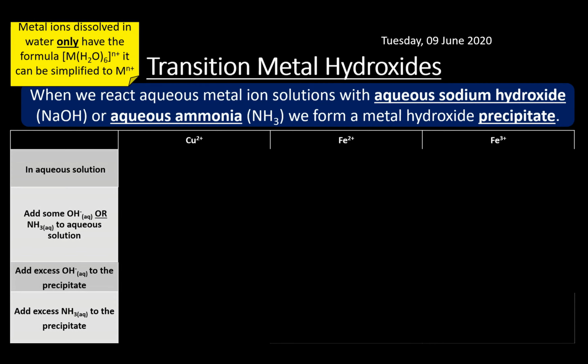Just before we look at the different parts here, remember metal ions dissolved in water only have this formula. It's this hexaaqua complex. When we take our metal ion and add it into water, such as copper sulfate, for example, it actually forms this hexaaqua complex. We can simplify this to Mn+, which means exactly the same as 6 water ligands. Make sure that you're familiar with these two terminologies. When you're writing your equations, you should be writing it like this, because that shows the examiner that you know exactly what you've got here.